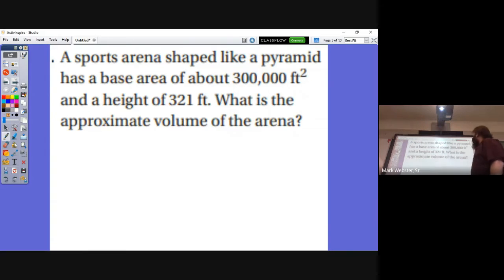Here's your turn. It's a sports arena. They actually give us all the things here in the words this time. It's a sports arena shaped like a pyramid.